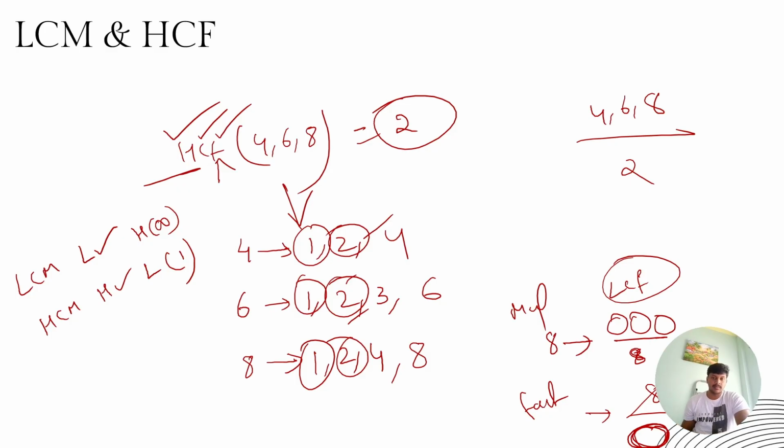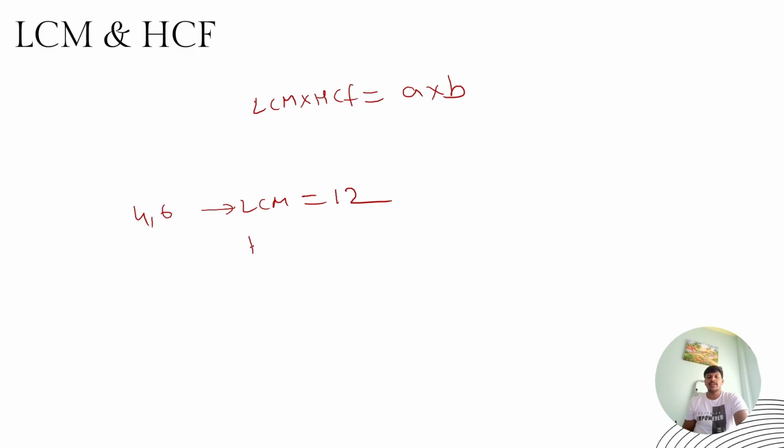And remember one last thing. The product of the terms is always equal to the product of their LCM and HCF. Okay, for example, 4 and 6. What is the LCM of 4 and 6? You are going to get 12. What is the HCF of 4 and 6? You are going to get 2. Multiply both of them, 12 into 2, 24. 4 into 6 is also 24. So the product of LCM and HCF is always equal to the product of the terms.